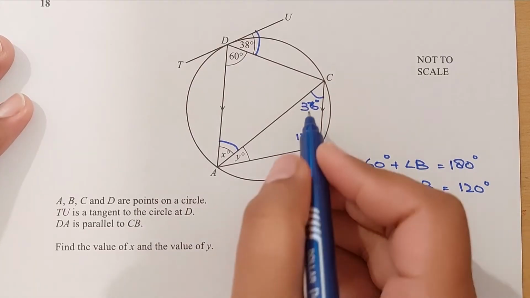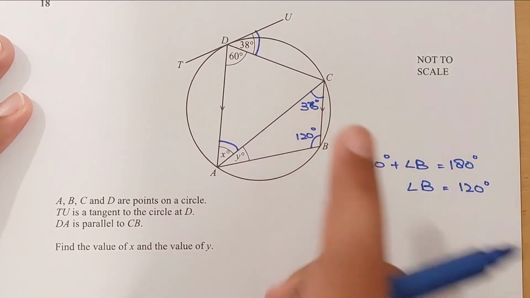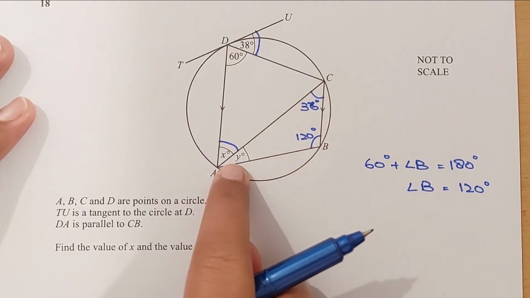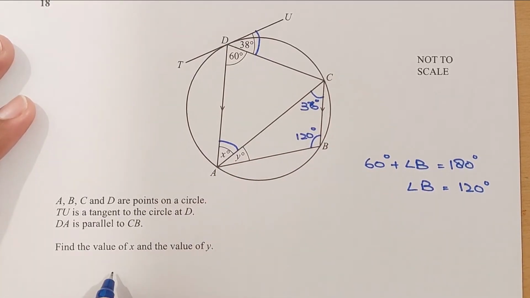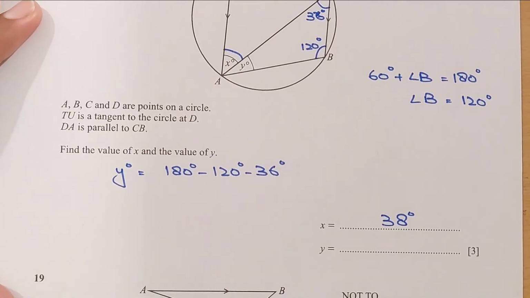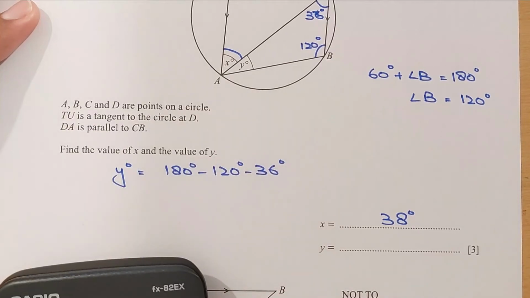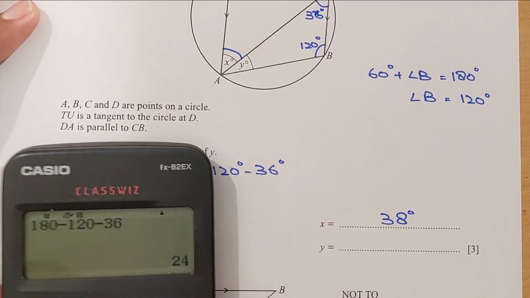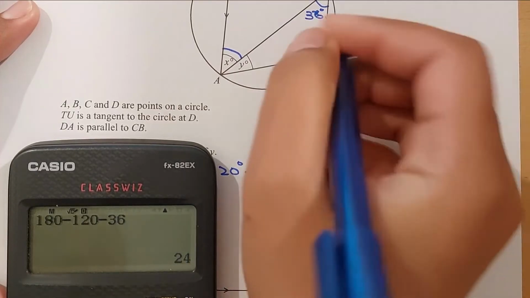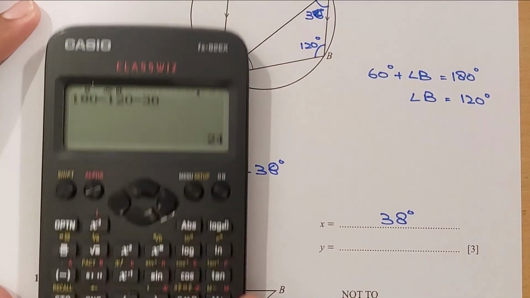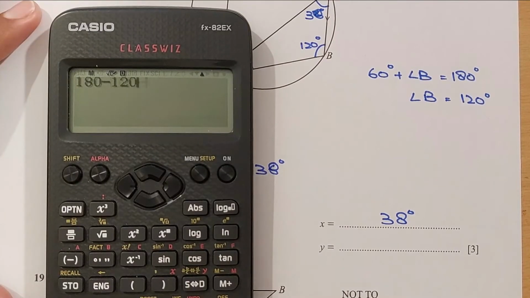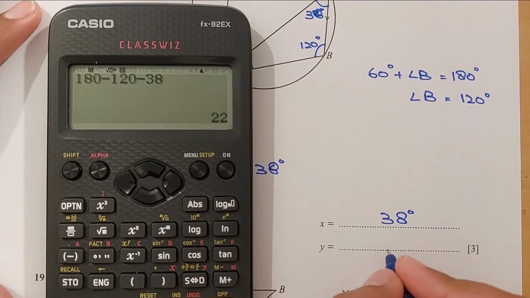Now considering this triangle A, B, C, we know two angles, so we can easily find Y, since the sum of all angles of a triangle is 180. So Y degrees equals 180 subtract 120 and subtract 36. 180 minus 120 minus 36 is 24. Sorry, this is 38, not 36. This is 38 and 38. So 180 minus 120 minus 38. Yes, this is 22 degrees.